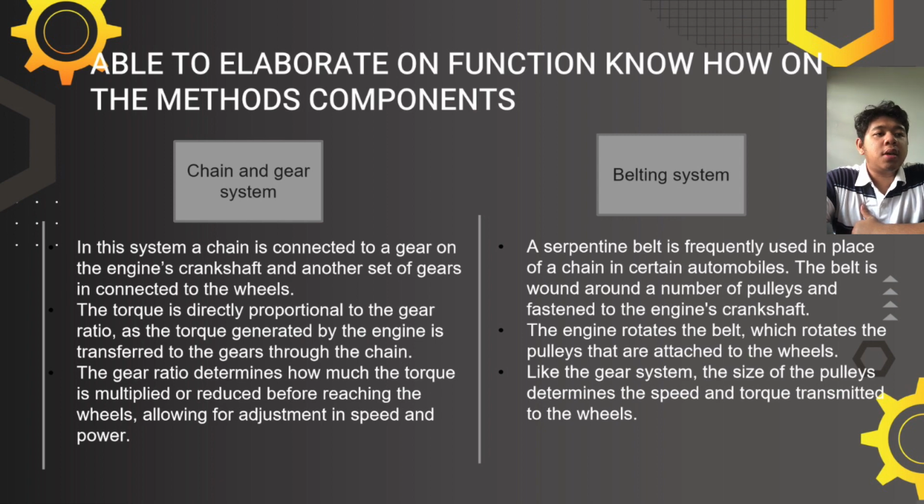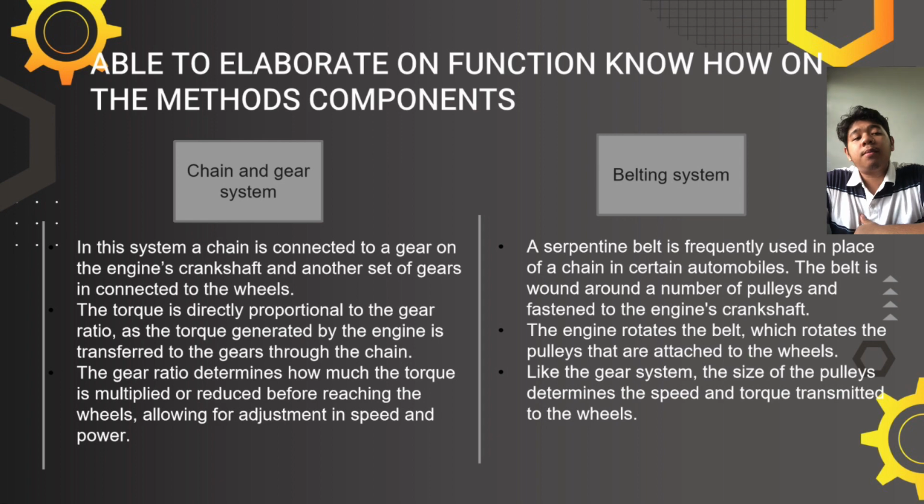For the chain and gear system, the first one, in the system, a chain is connected to a gear on the engine's crankshaft and another set of gear is connected to the wheels. Number 2, the torque is directly proportional to the gear ratio, as the torque generated by the engine is transferred to the gear through the chain. Number 3, the gear ratio determines how much the torque is multiplied or reduced before reaching the wheels, allowing for adjustment in speed and power.